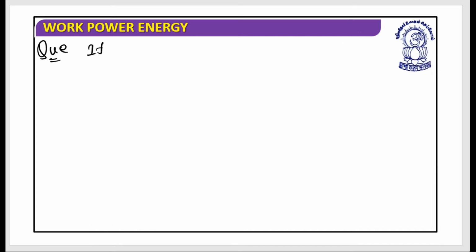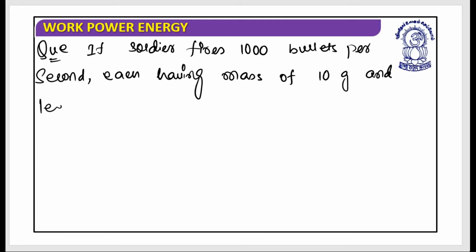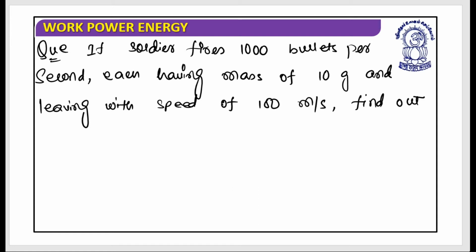Do it quickly. If a soldier fires 1,000 bullets per second, each having mass of 10 gram and leaving with a speed of 100 meter per second, find out the power of the machine gun.